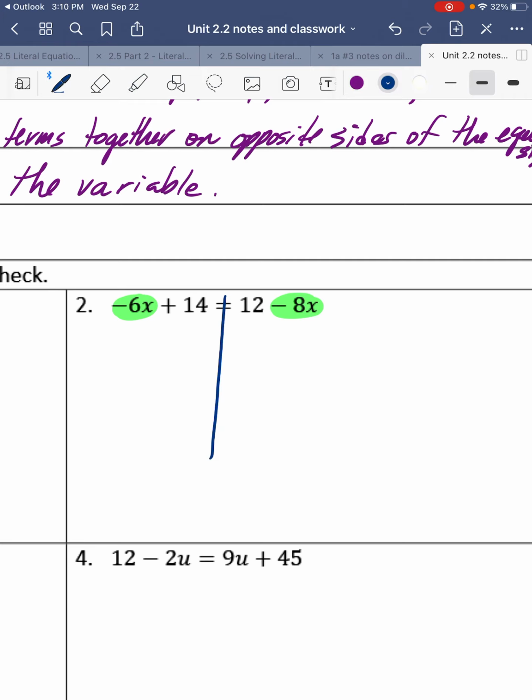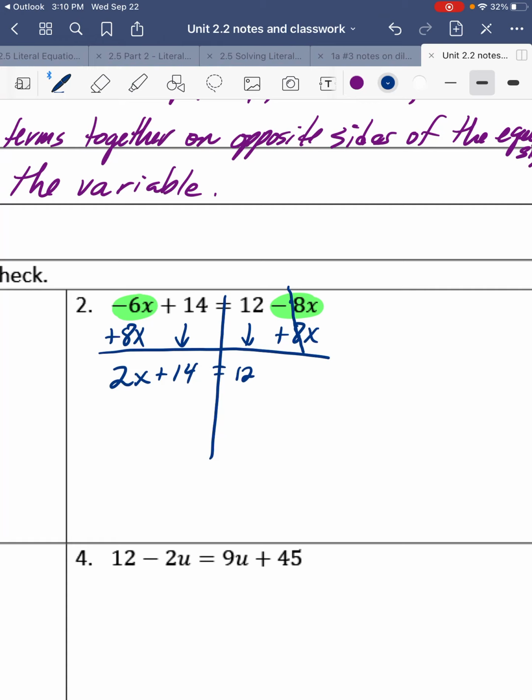Does not matter which one you move. I'm going to move negative 8x. Opposite of a negative 8 is a positive 8. Negative 8x plus 8x is 0. 12 is going to come down. 14 we didn't touch, so that's going to be plus 14. Negative 6x plus 8x is going to be 2x. Negative 6 plus 8 is positive 2.